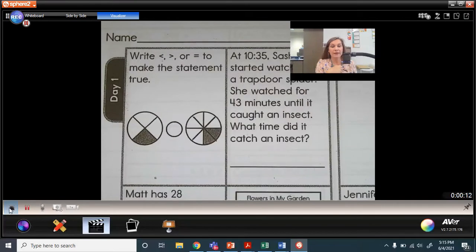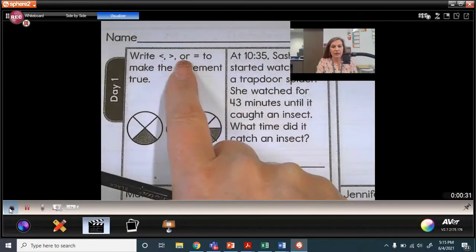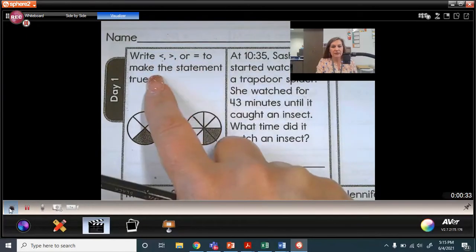So let's go ahead and get started with some practice problems and warm our brains up with our math. So let's take a look at our first problem. It's a fraction problem, and we know that we are going to use a less than, greater than, or equal symbol to make this statement true.